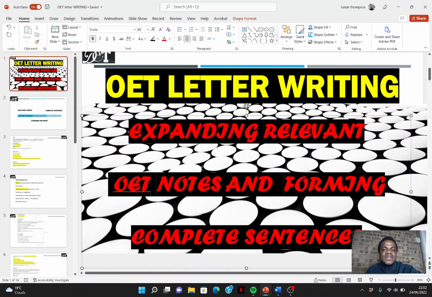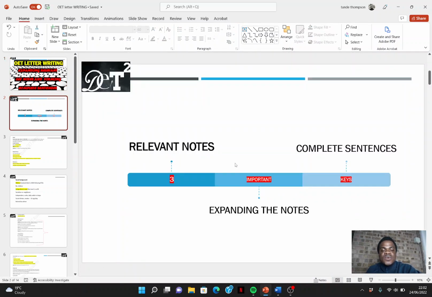What we're going to do today is to guide you on how you can expand OET notes and use them to form complete sentences. For you to write a good OET letter, you should learn how to identify relevant notes, expand these notes, and use them to form complete sentences.